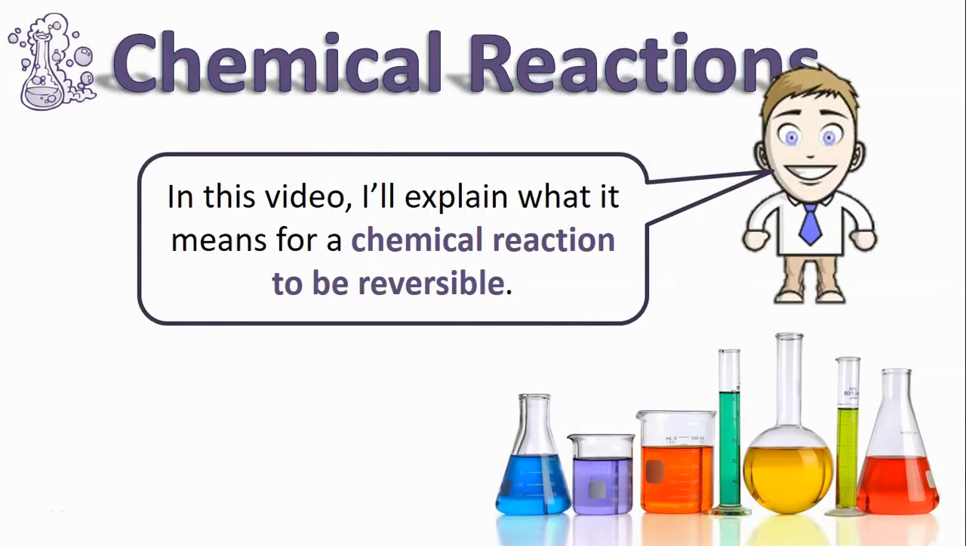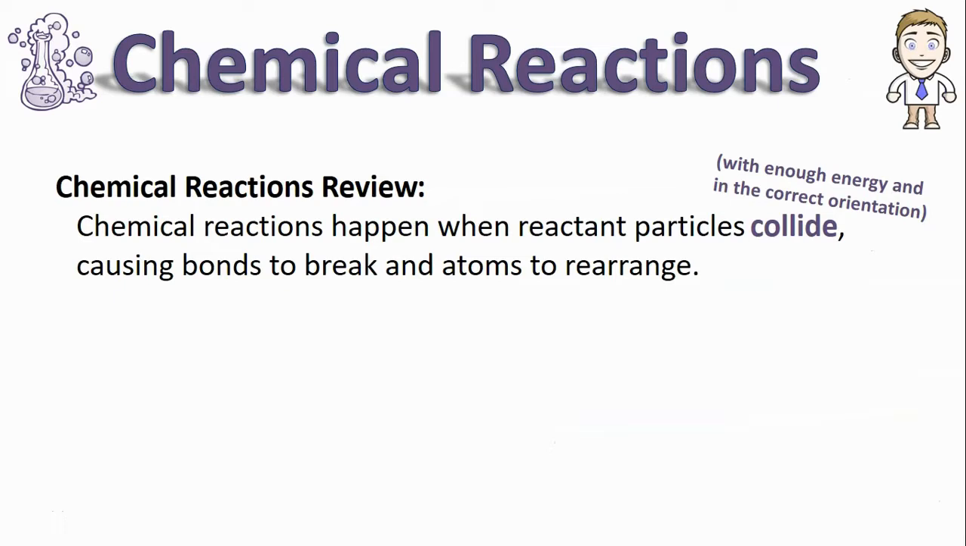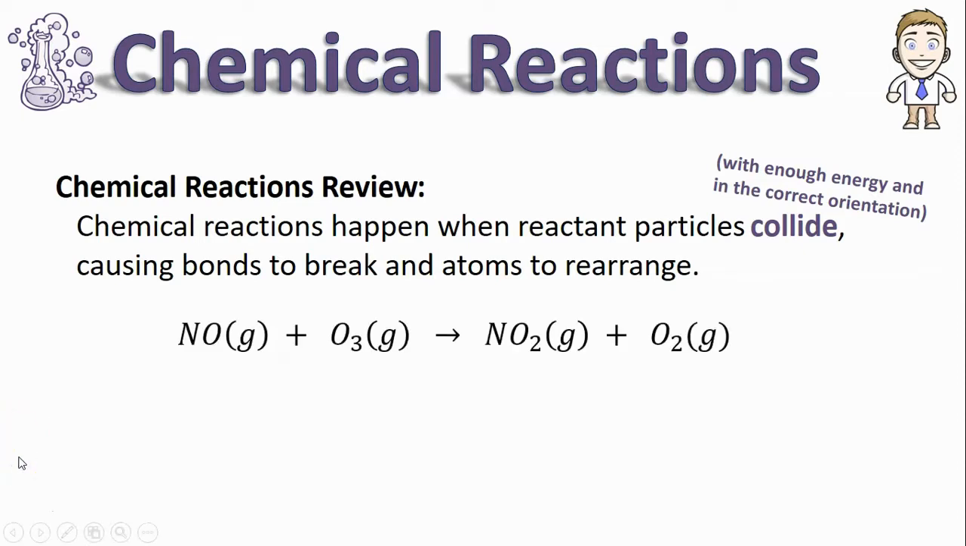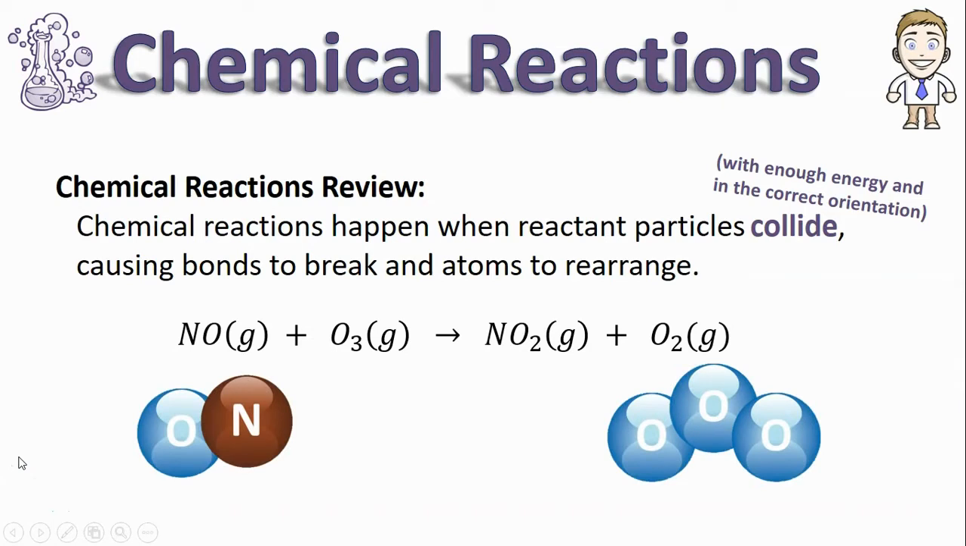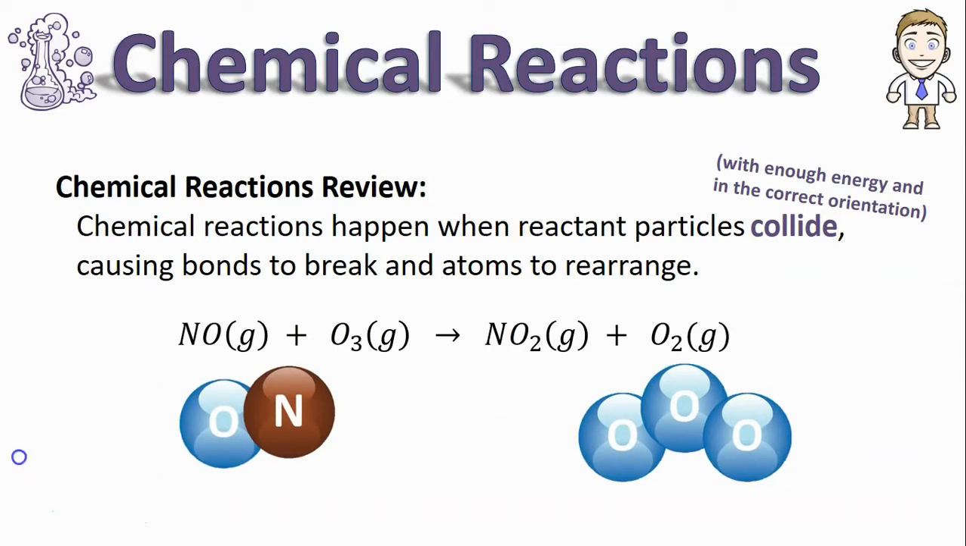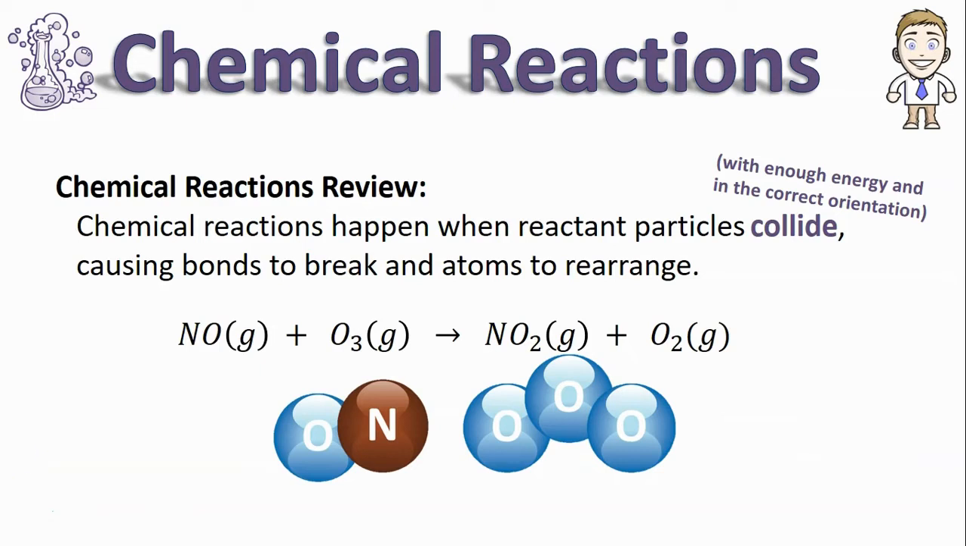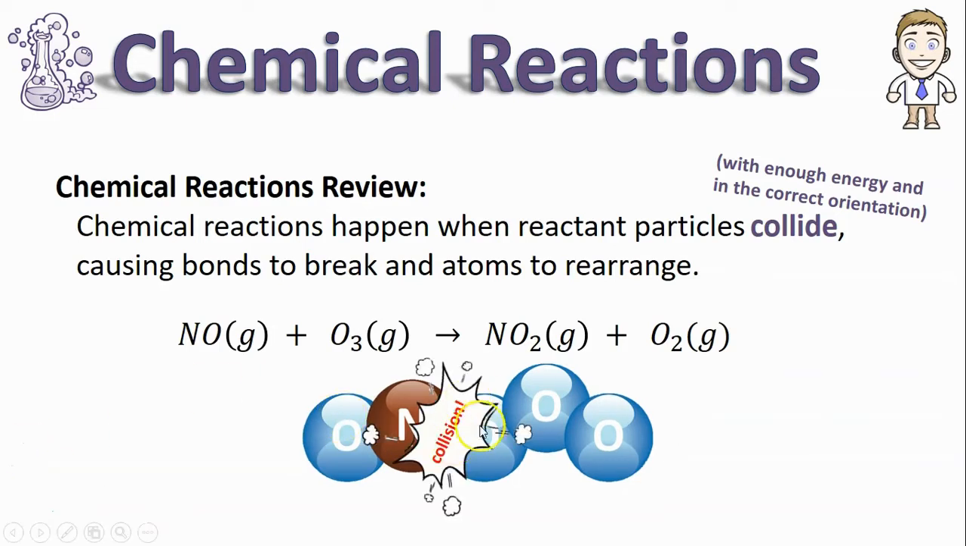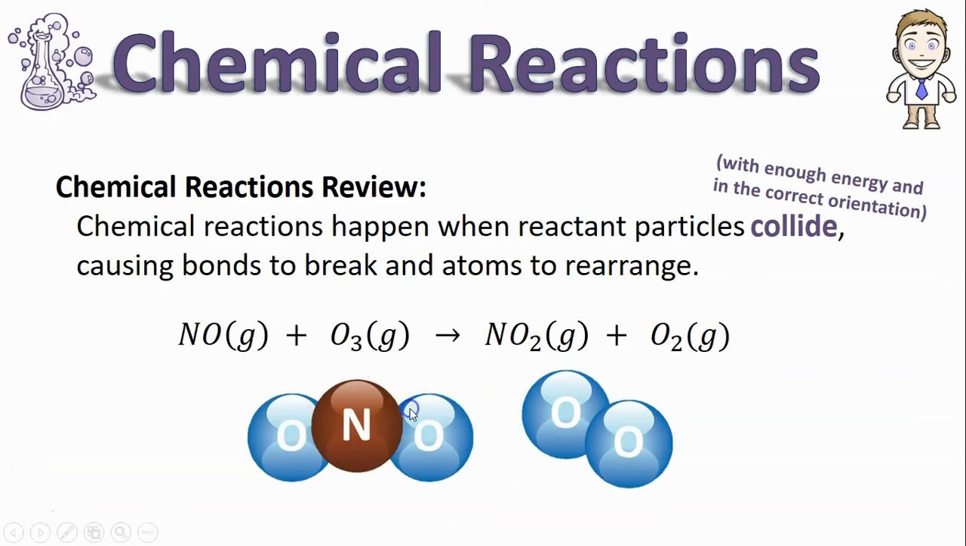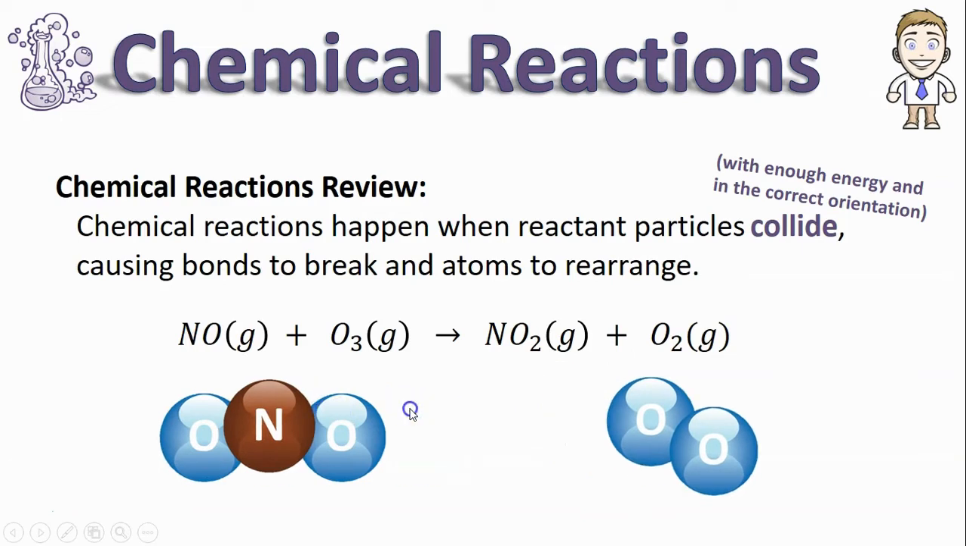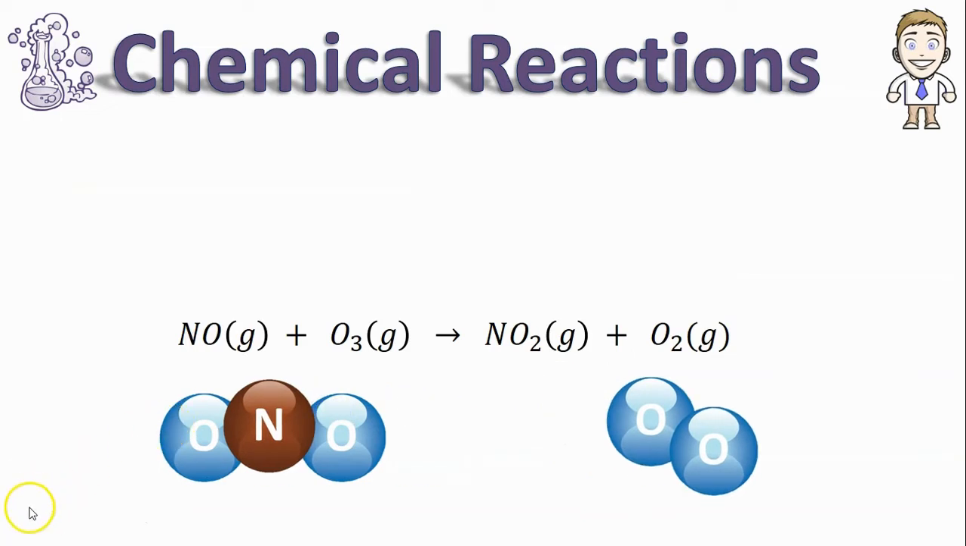Everyone, thanks for watching. In this video, I'll explain what it means for a chemical reaction to be reversible. Remember from our last video that chemical reactions happen when the reactant particles collide. As long as those collisions have enough energy and the proper orientation, this can cause bonds to break and the atoms to rearrange. We saw this where an NO, nitrogen monoxide, collides with O3, ozone. The particles are moving around, they collide with each other, and this oxygen atom breaks off, reattaches to the nitrogen, making our products NO2 and O2.